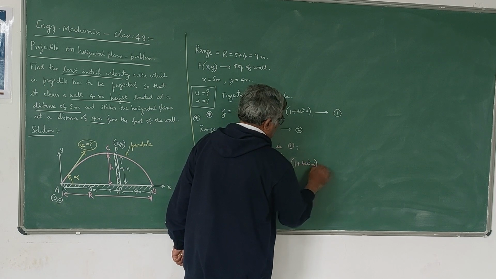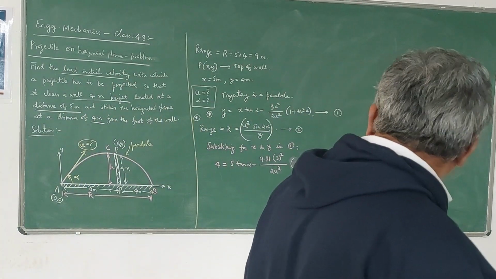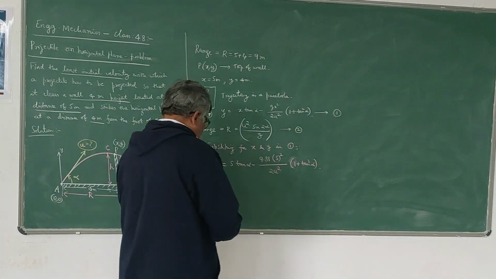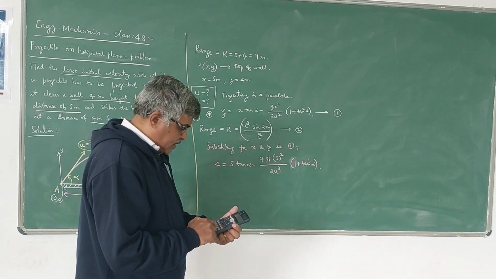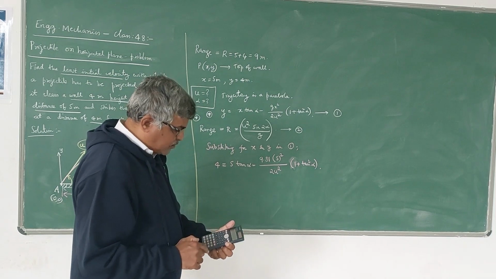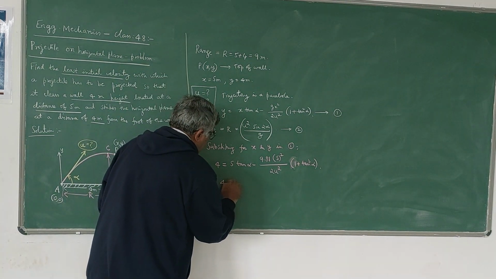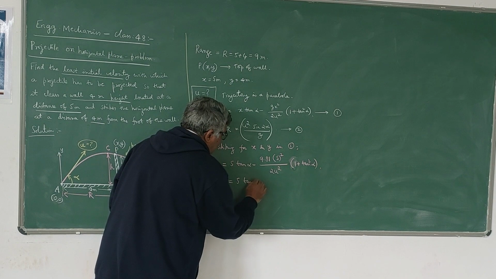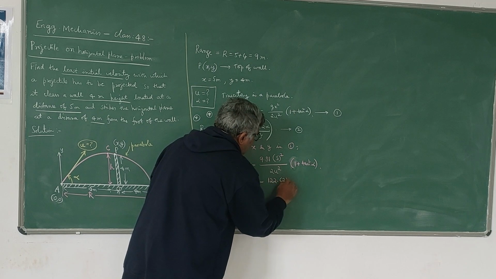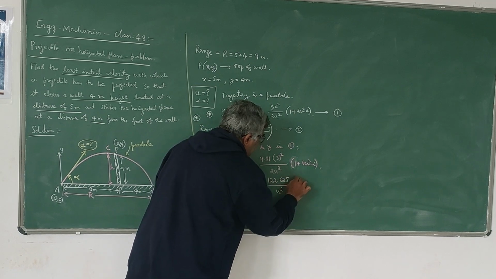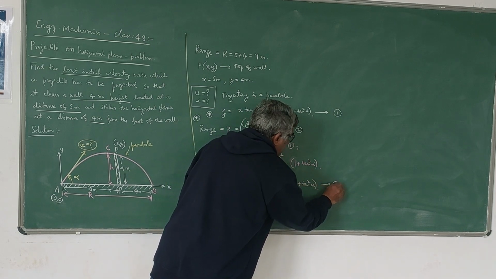Let us see how we can simplify this part. So this is what we get. Now let me simplify this term: 9.81 into 25 divided by 2 comes to 122.625. So this becomes 4 is equal to 5 tan alpha minus 122.625 divided by u square into 1 plus tan square alpha. So this I call equation 3.